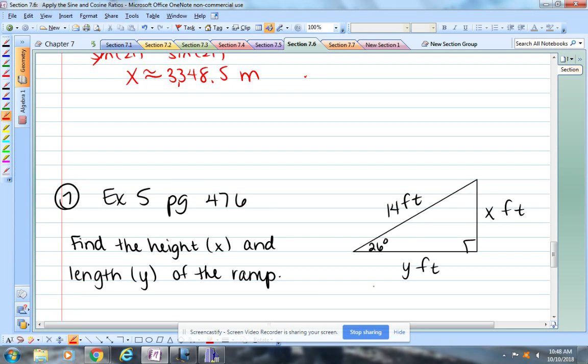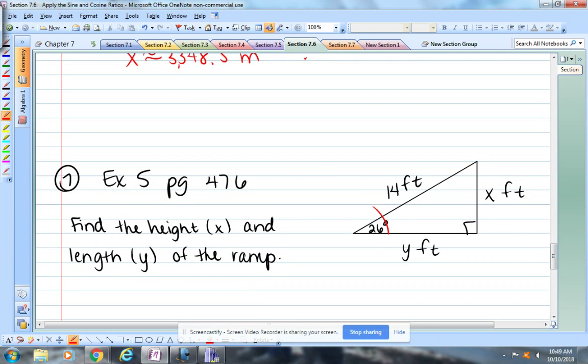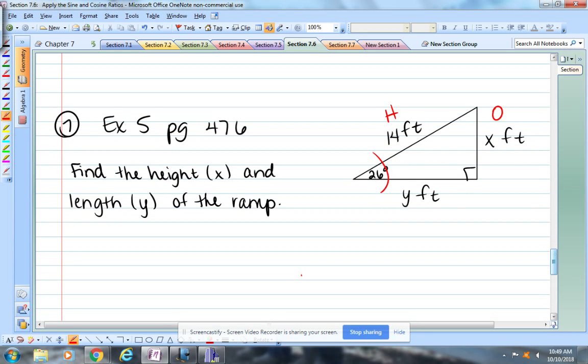So you want it to be 14 feet of going up, and you need to find this, and this. Can you do them both at the same time? No, you're going to have to do one after the other. So what do y'all want to find first, X or Y? X, the height. So here's my angle. 14 we said was the hypotenuse. So if I'm finding X, is X opposite or adjacent? Opposite. So am I going to use sine or cosine? Sine. So to find X, I'm going to say sine of 26 degrees equals opposite, which is X, over the hypotenuse of 14.